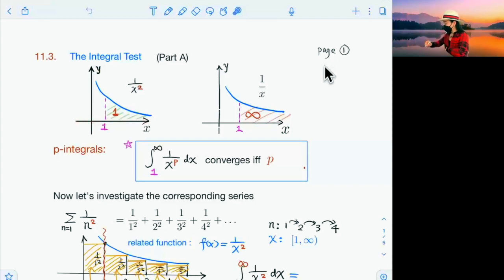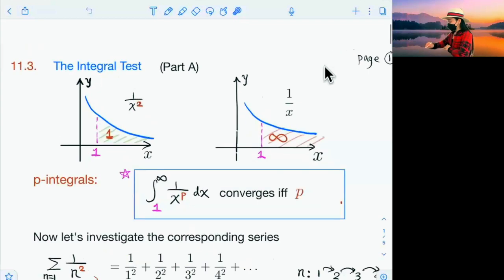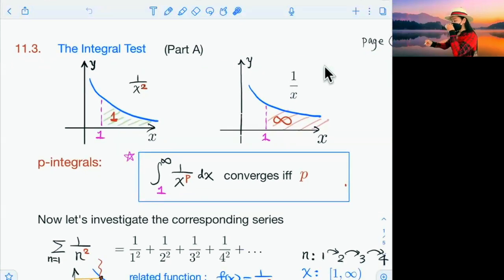Remember, we have these two functions. Both of them are in a shape like this in the first quadrant, and it's going to go down like this, closer and closer to the x-axis as x goes to infinity. However, if we consider the area under the curve from 1 to infinity, see this green shaded area over here? The area here is actually a finite area. It is equal to 1. We did that before, even though this strip continues forever. But this one over here, the area under this curve from 1 to infinity is actually infinity.